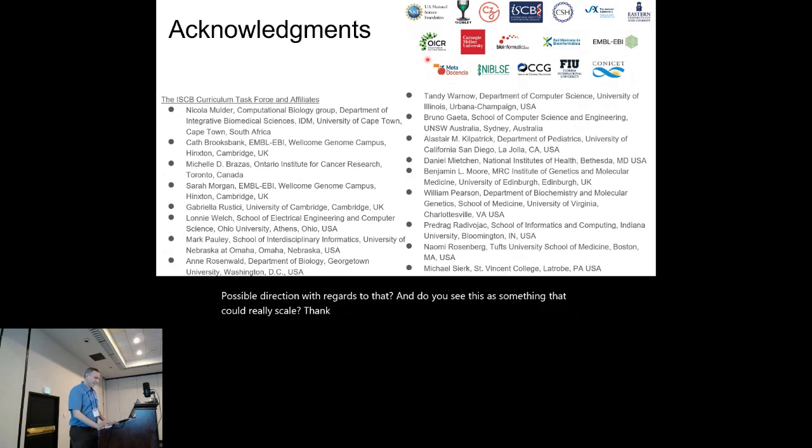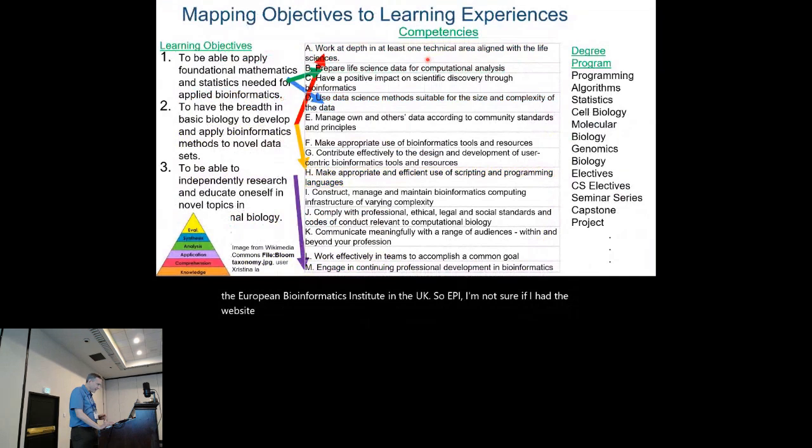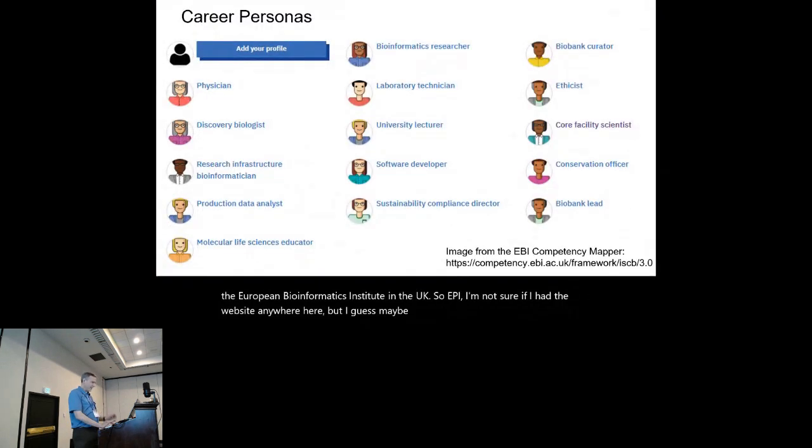Thank you. Yes, it's a great question. There are some tools online, not an app that I know of. This competency framework is now hosted by the European Bioinformatics Institute in the UK, so EBI. I'm not sure if I had the website anywhere here. Oh yeah, here. So you can go to their website and read about the competencies. It's not quite the app you're describing, but you can look up the competencies, the KSAs associated with them, and map your own skills to the different personas. They have a library of these personas.